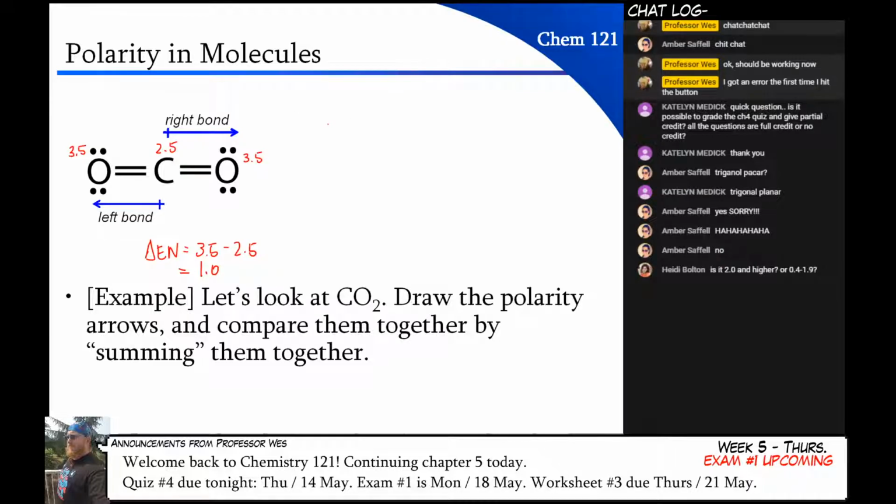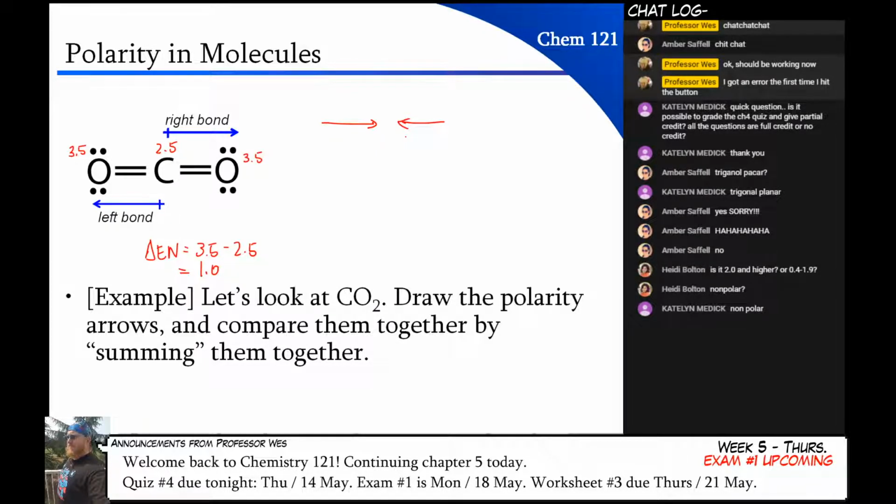And now what I want to do is I want to sum them together. So I have this arrow and this arrow. And what will the result be when I combine those two arrows? Type what you think in the chat, polar or nonpolar. Any idea? Nonpolar is right, because the left arrow and the right arrow basically point against each other.